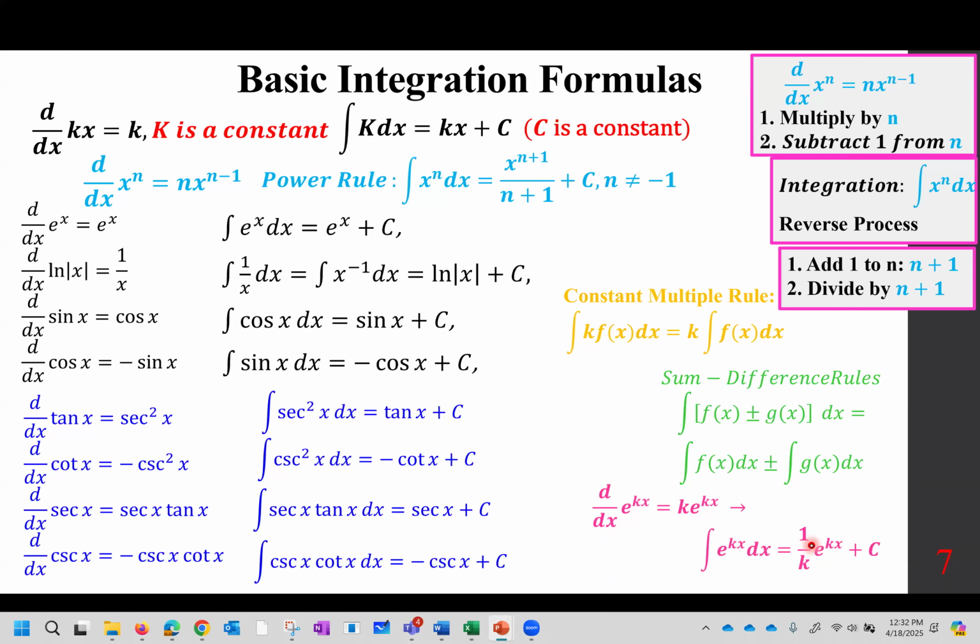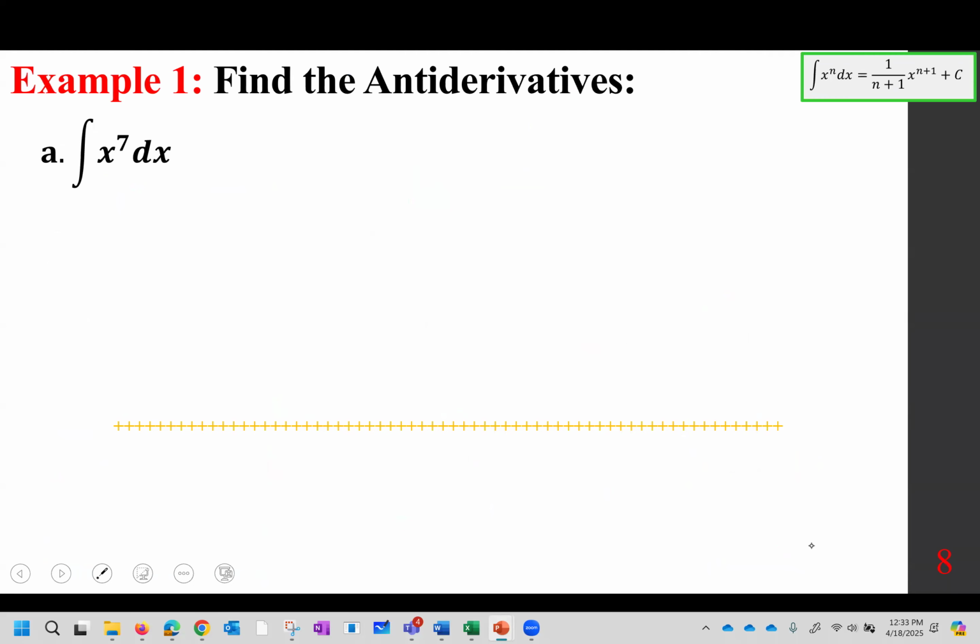Let's look at a few simple examples, everybody. The integral of x to the power of 7, you add 1 and divide by it, and a constant. So you get 1 over 8, x to the power of 8, and a constant.